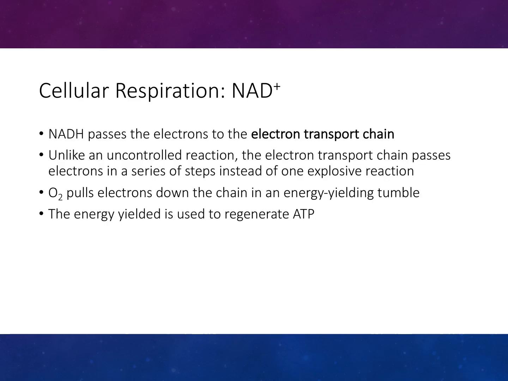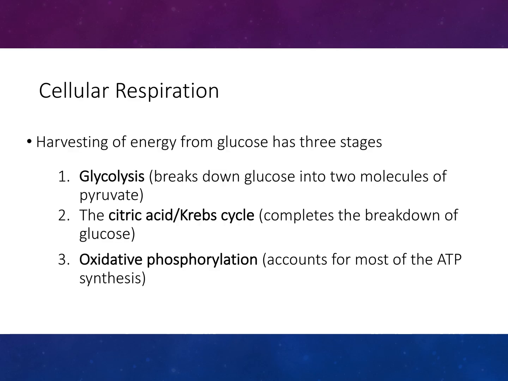NADH passes electrons to the electron transport chain. Unlike an uncontrolled reaction, the electron transport chain passes electrons in a series of steps instead of one explosive reaction. Oxygen pulls electrons down the chain in an energy-yielding tumble. The energy yielded is used to regenerate ATP.